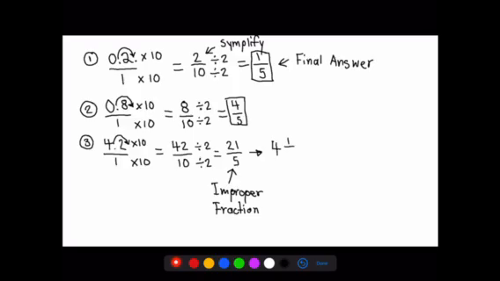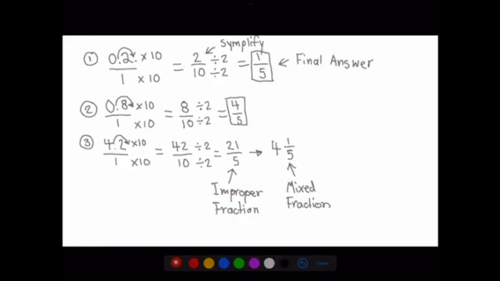When we do that, we have to ask ourselves, how many times does 5 fit into 21? We know that 5 times 4 is 20. So that's the closest we can get to 21. And there is 1 remaining. So we get 4 and 1/5.